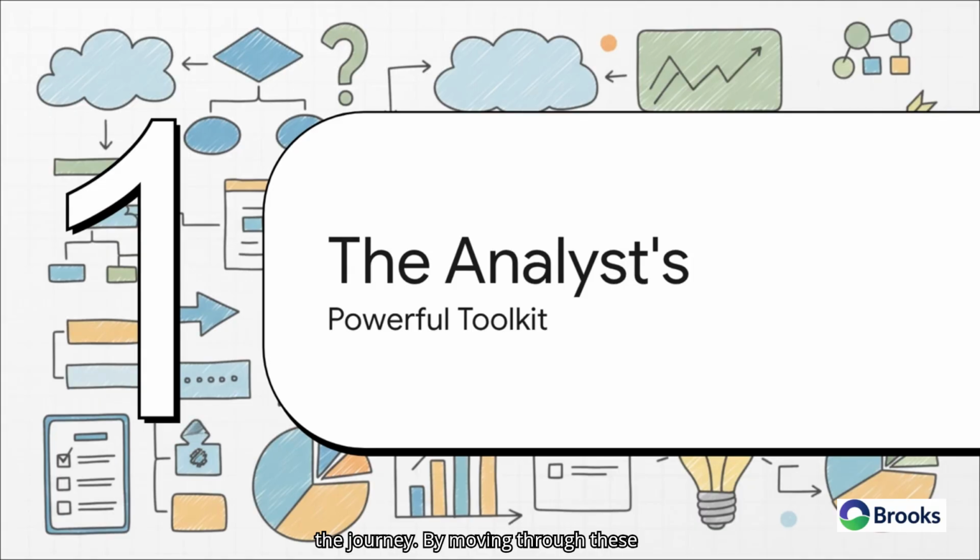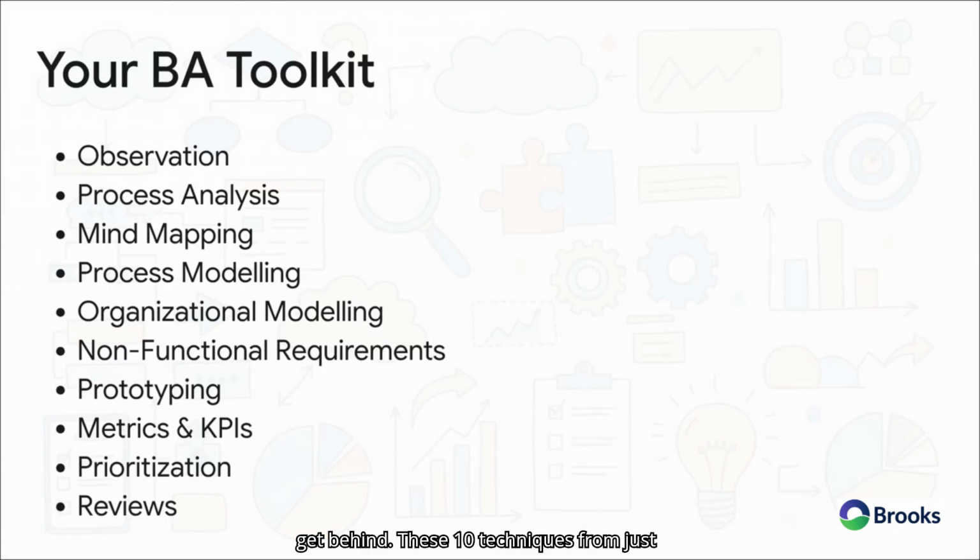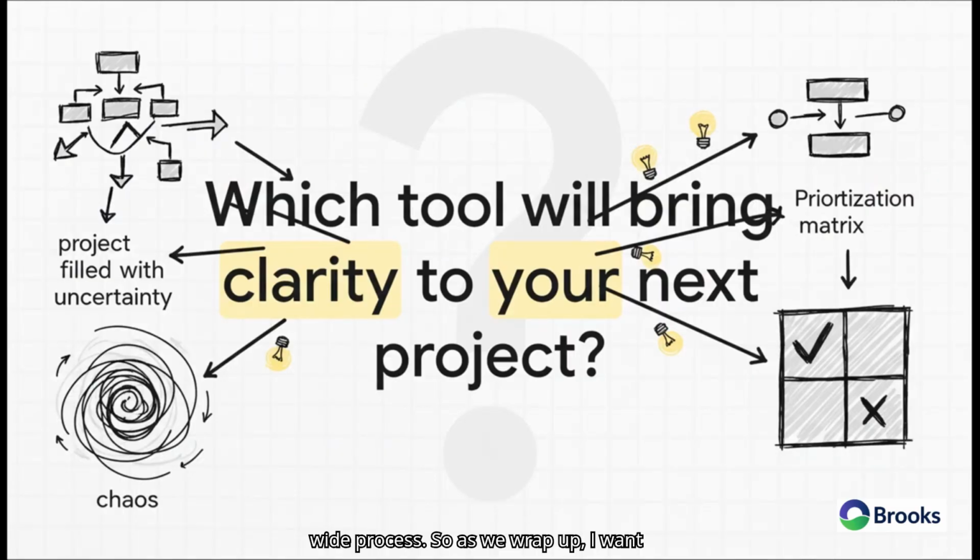And that's the journey. By moving through these 3 phases, first understanding, then designing, and finally deciding, we've used this toolkit to transform a chaotic, messy idea into a clear, focused, and valuable plan that everyone can actually get behind. These 10 techniques, from just watching people work all the way to high-level prioritization, form a powerful, repeatable system for success. And this isn't just for building apps. This is a framework you can use to tackle any complex project, whether you're launching a new product or improving a huge company-wide process.